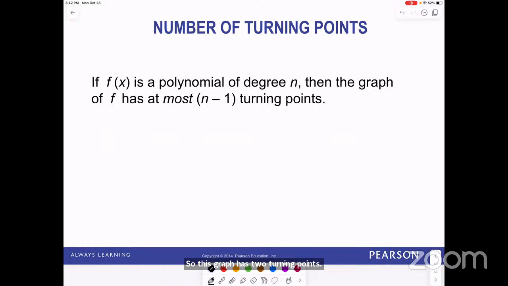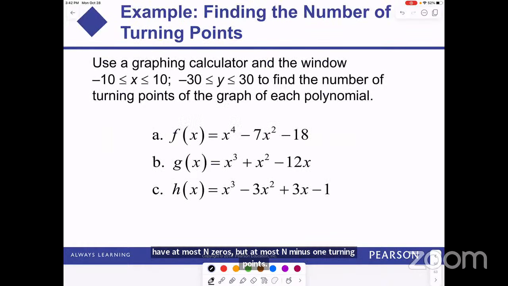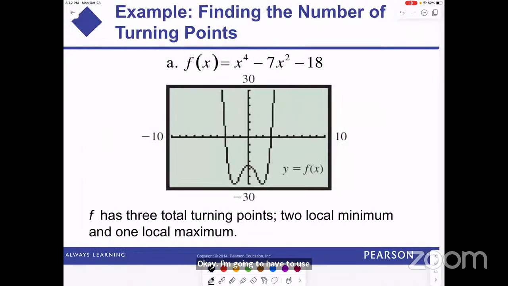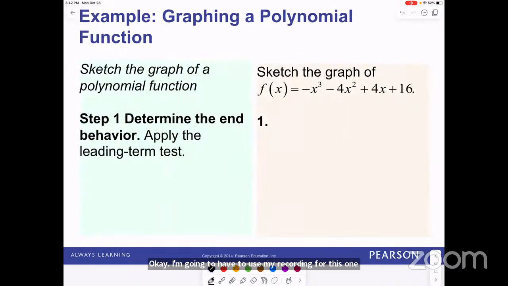So given a polynomial function of degree n, we have at most n-1 turning points. We have at most n zeros, but at most n-1 turning points. Okay. And I have to use my recording for this one. Let me give a brief synopsis here.